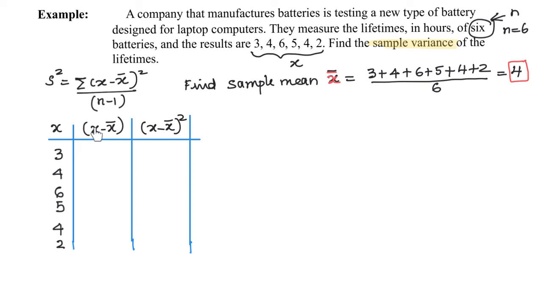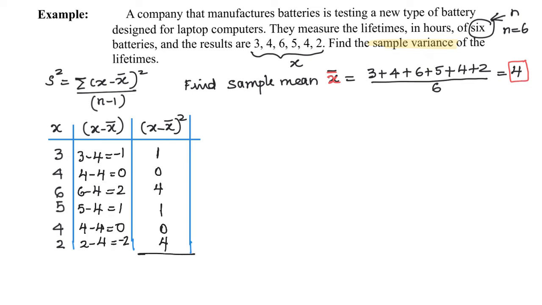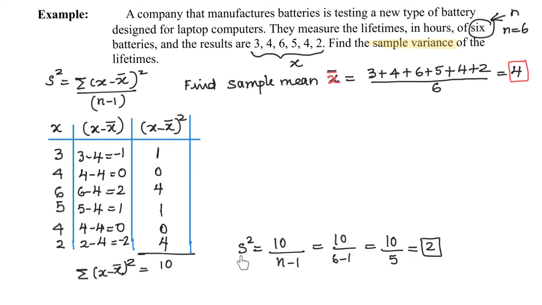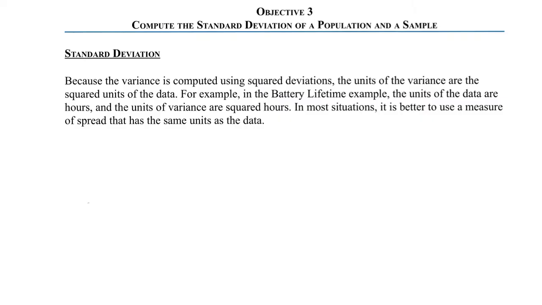So, this will be 3 minus 4, that is negative 1, and 4 minus 4, that is 0, like that. Then square everything. Now, add all these values, that is equal to 10. So, the sample variance is 2.